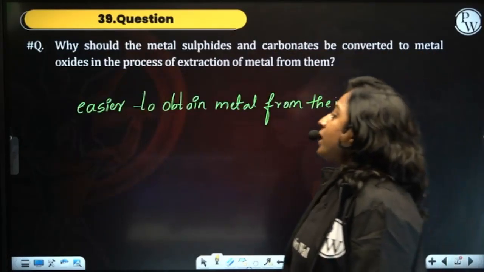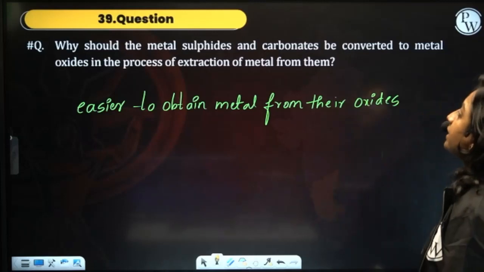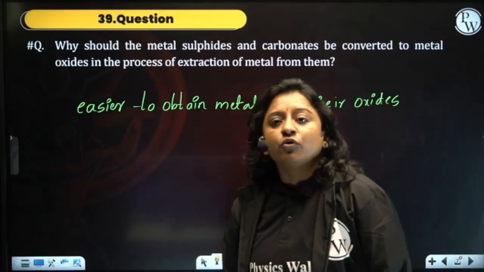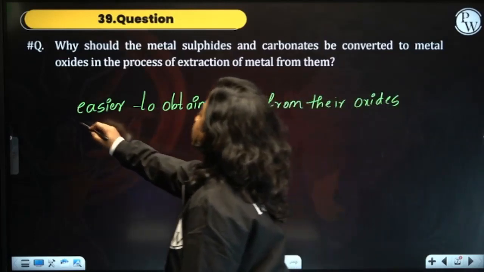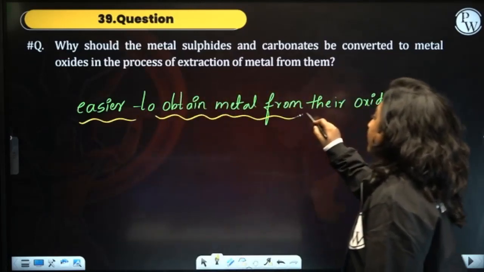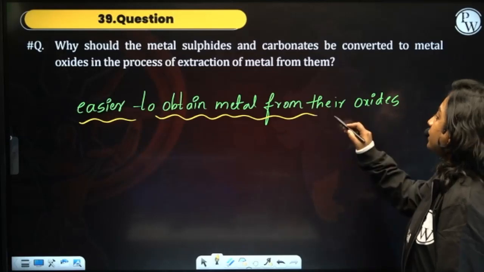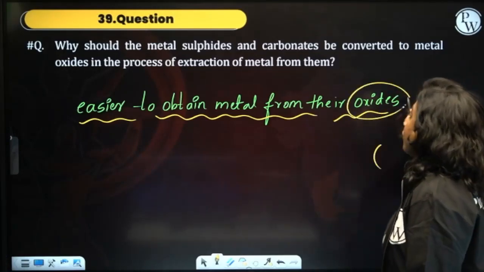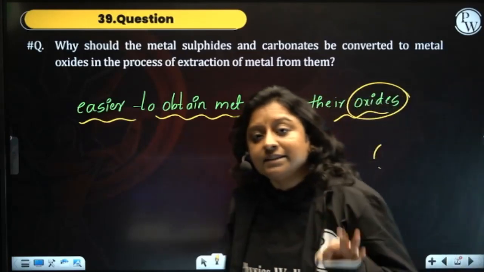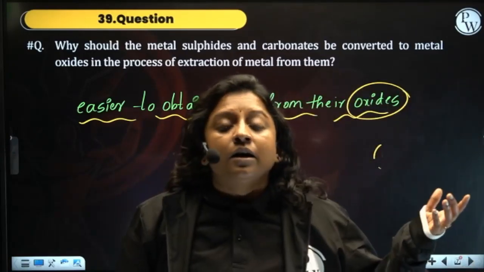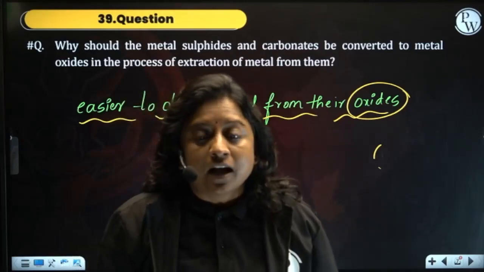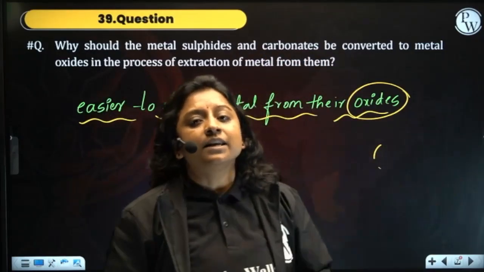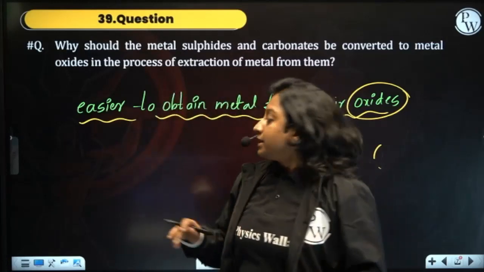Question 39. Why should metal sulfides and carbonates be converted to oxide form before reduction? Because reduction is easier to obtain if the metals are in the form of their oxides. If metals are in the form of carbonates or sulfides, reduction is difficult; from oxides, reduction is easy.